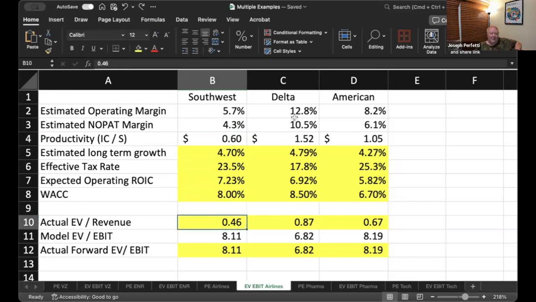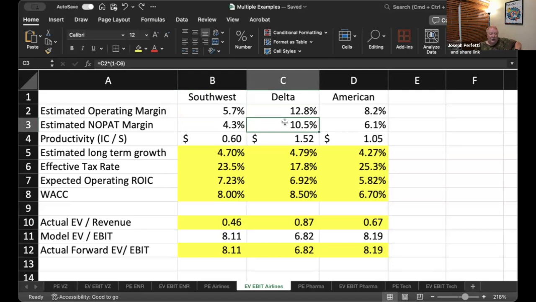So why is Southwest at a big discount for when they sell tickets? Number one, relative to Delta, they make 5.7% pre-tax margin when they sell a ticket. Delta makes almost 13% pre-tax margin when they sell a ticket. That's going to drive a higher EV to revenue. Number two, after tax, 4.3% versus 10.5%. Again, Delta making more after tax when they sell a ticket.